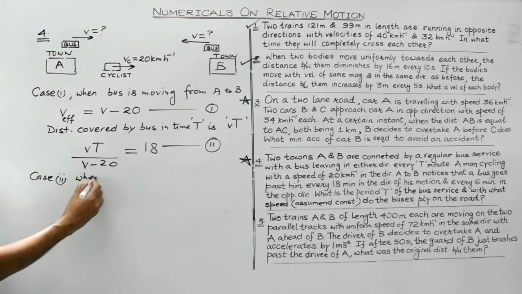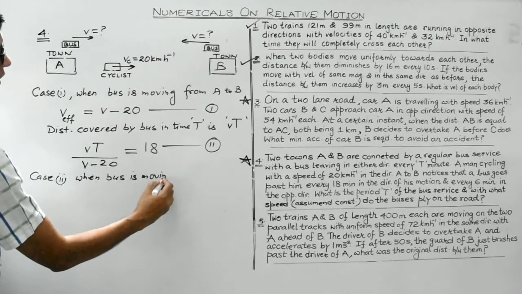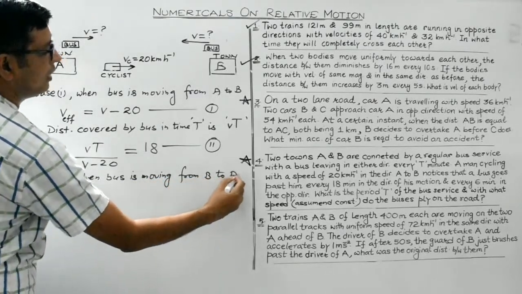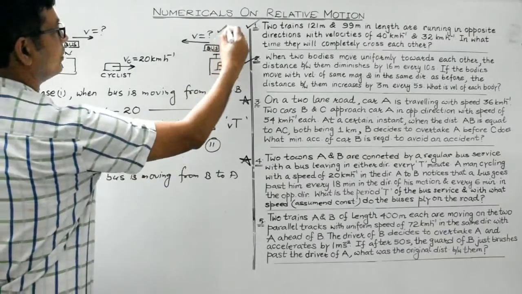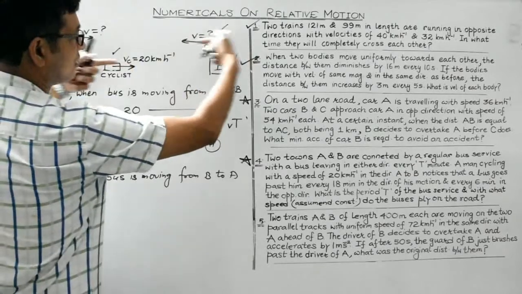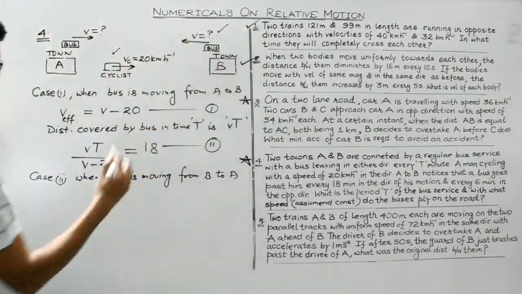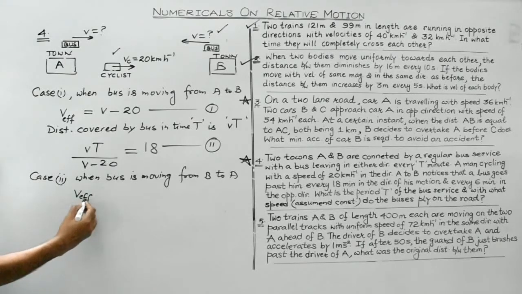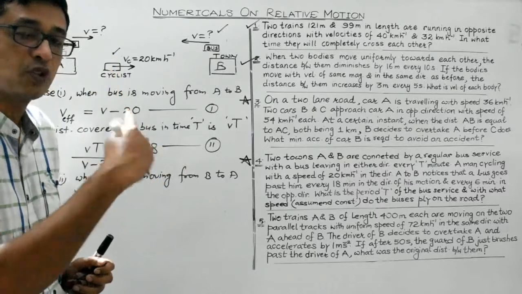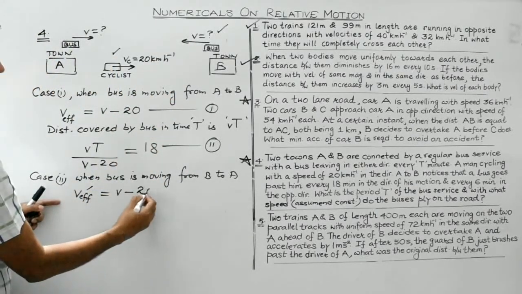Case 2 is when the bus is moving from B to A. Now consider this bus and this cyclist. What will be the effective speed of the bus now with respect to the cyclist? They are moving in the opposite direction. So the effective speed, or the relative velocity of the bus with respect to the cyclist, would be now V minus 20.